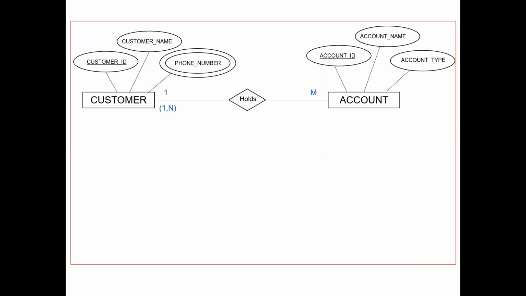And an account must have only one customer. That will be both maximum and minimum 1. So we can show that like this.